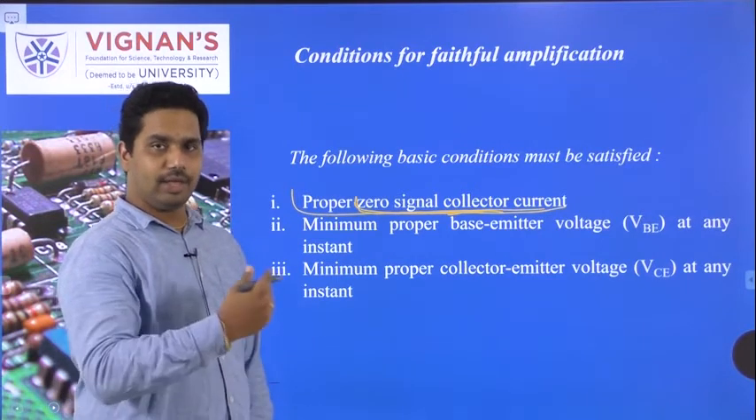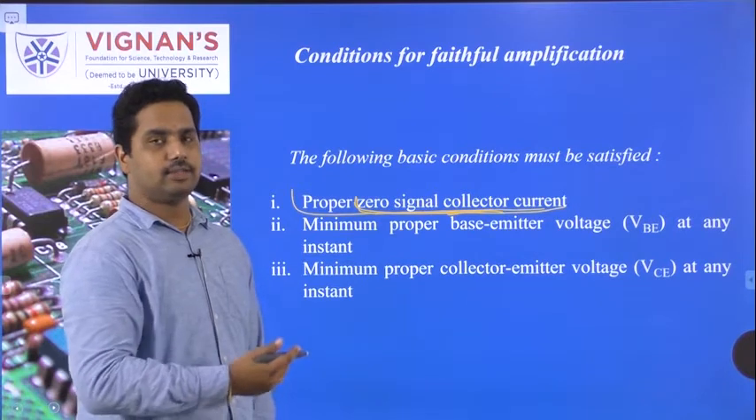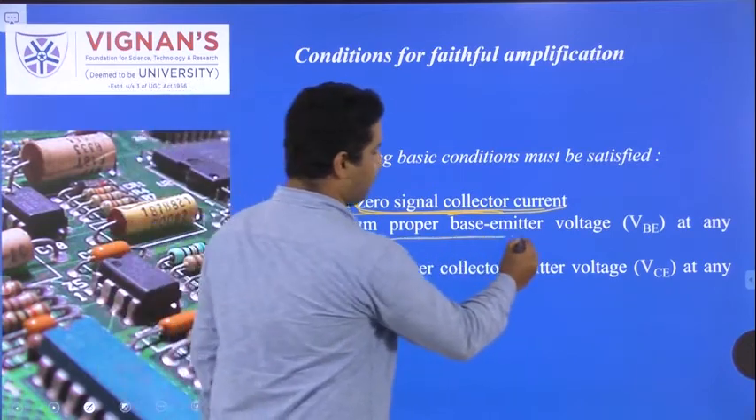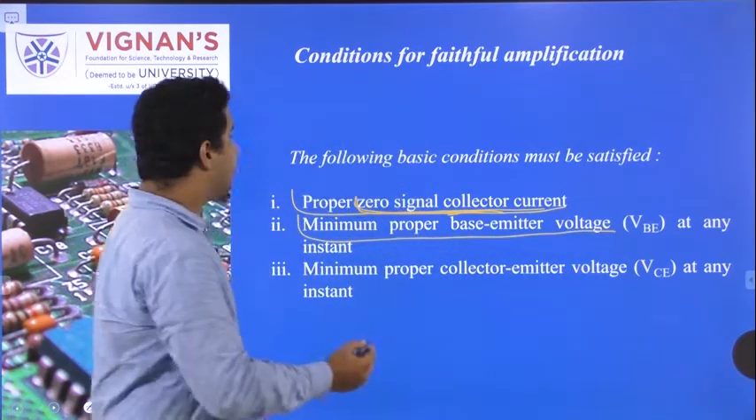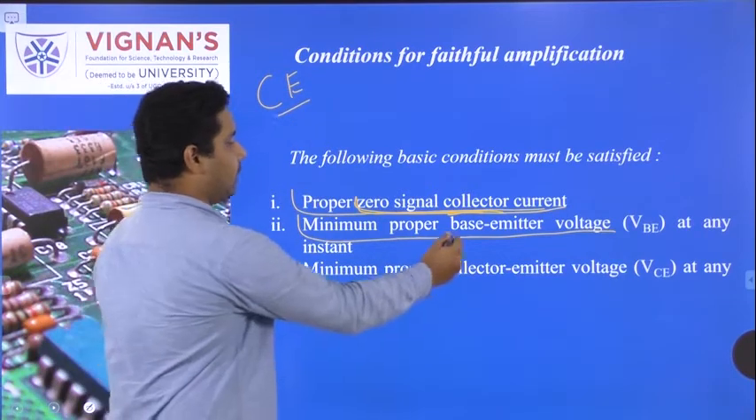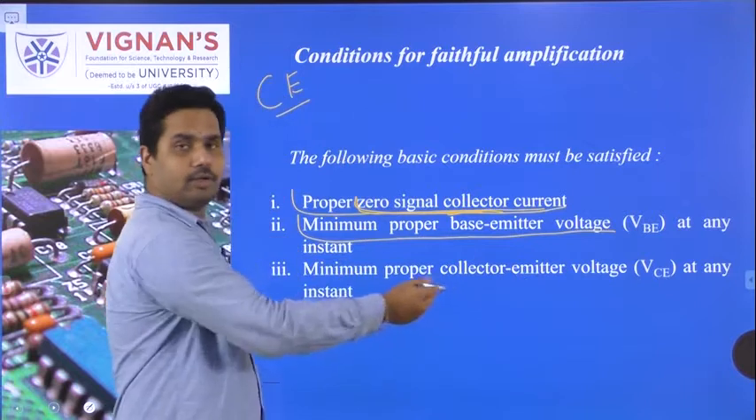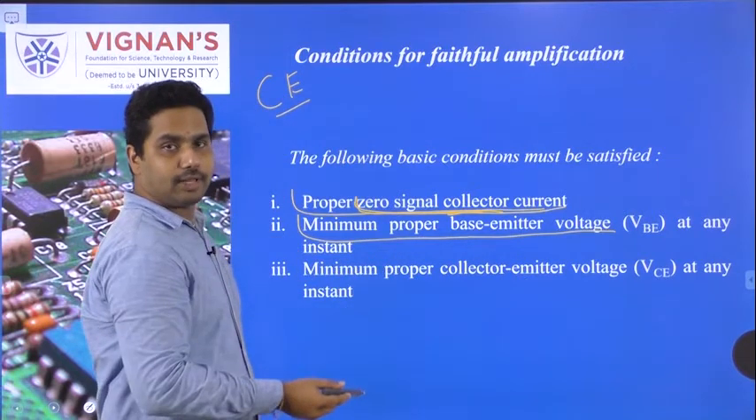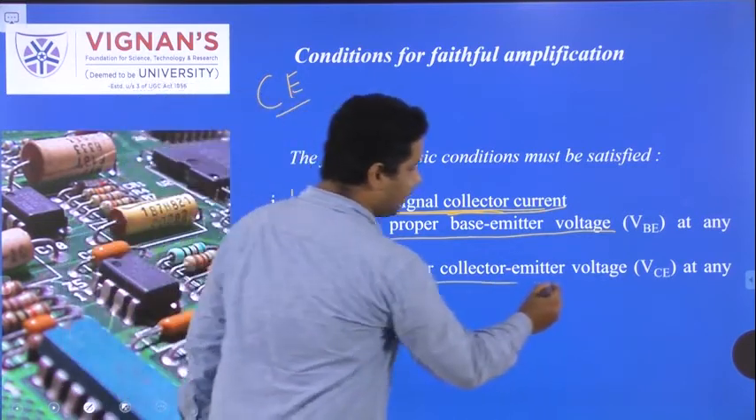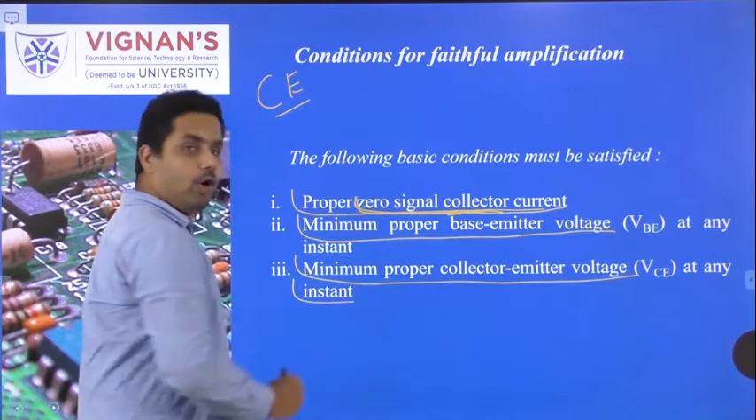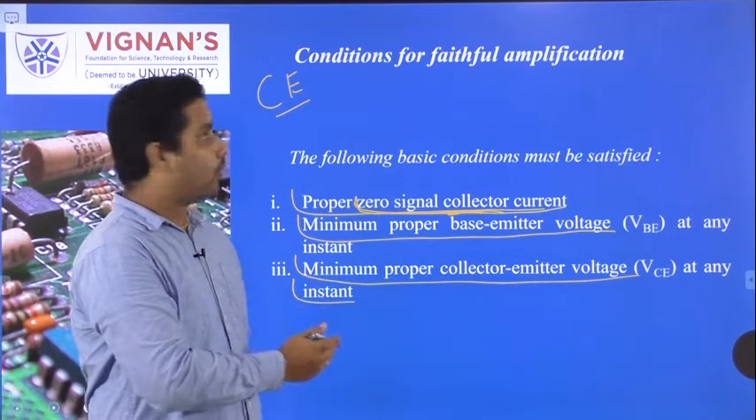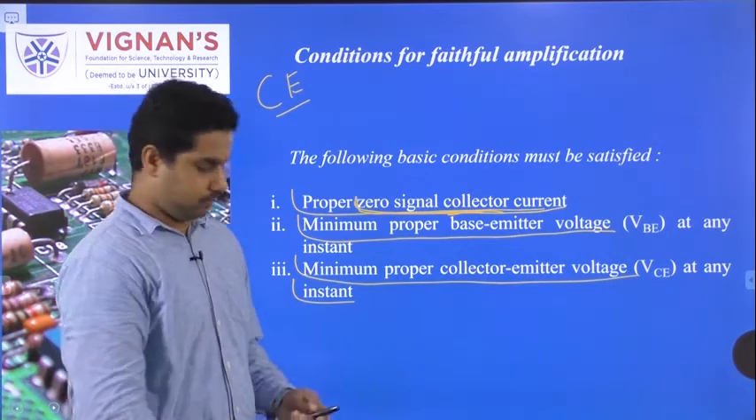Or without giving input, how much collector current is there, that is your zero signal collector current. And then minimum proper base emitter voltage, and in this example I am considering a common emitter transistor. So the base to emitter voltage should be properly given to make sure that it is in forward bias condition. And similarly, minimum proper collector emitter voltage should be given on the output side. So these are some basic conditions we have to satisfy to obtain this faithful amplification.